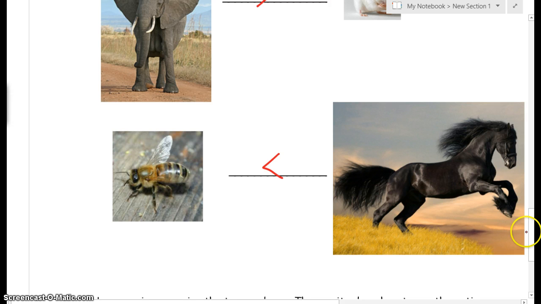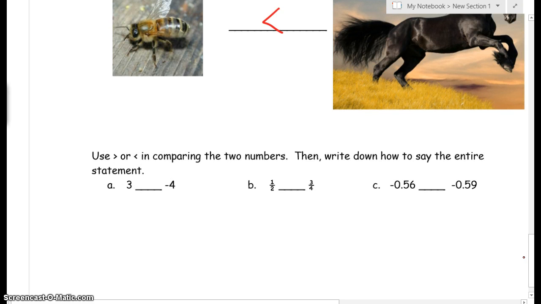All right, let's look at some numbers. So it says use greater than or less than in comparing the two numbers. Then write down how to say the entire statement. So I know 3 is bigger, so I'm going to eat the bigger number. And negative 4 is smaller, so this will be 3 is greater than negative 4.